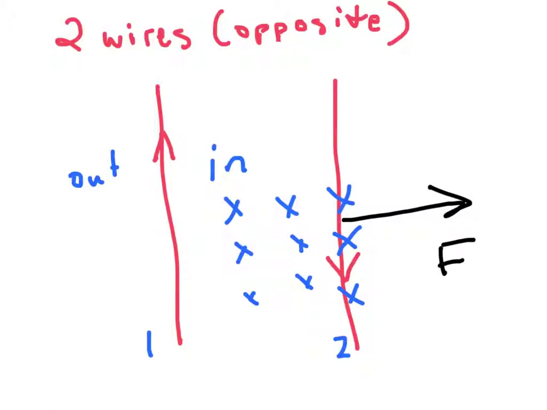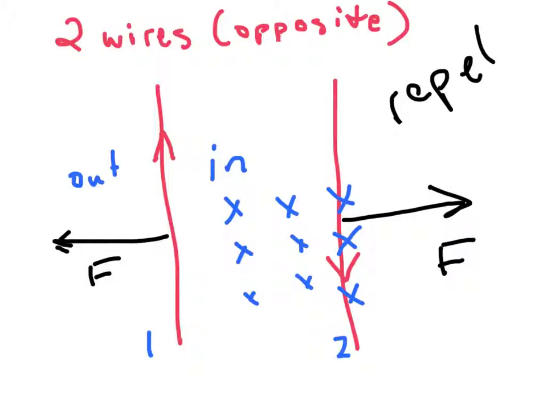Now, if you go through the same thought process going back the other way, you're going to end up finding out that this force is going this way. Try and prove it to yourself. Since those forces are opposing each other, these wires are going to repel. And I have a way I'll show it to you in class.